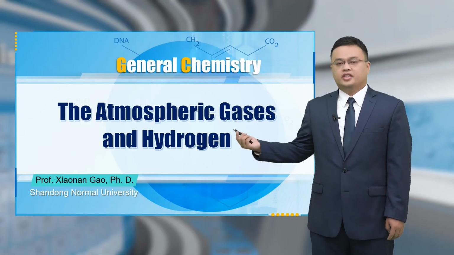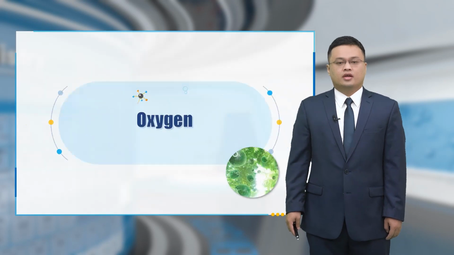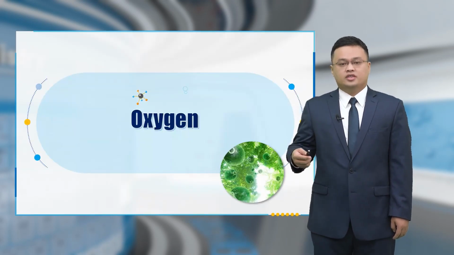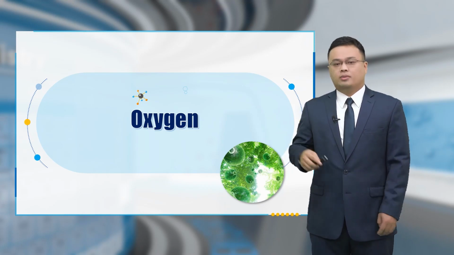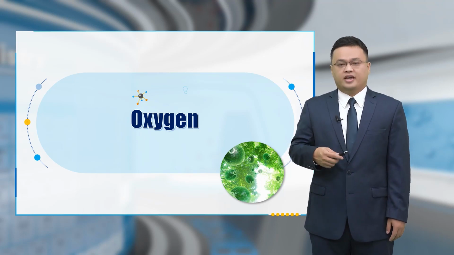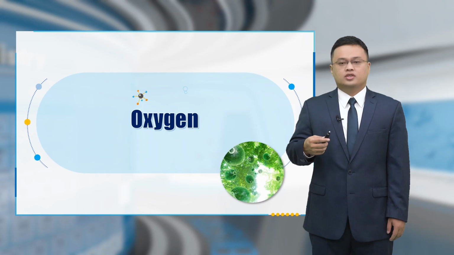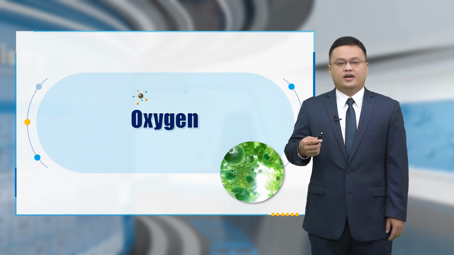This session will continue with the atmospheric gases and hydrogen chapter. After the introduction of nitrogen in the previous session, this session we will learn the characteristics and properties of oxygen. Oxygen is essential to a study of chemistry. It forms compounds with all the elements except the noble gases of low atomic numbers. We constantly find ourselves considering properties of oxygen and its compounds as we encounter new chemical principles.